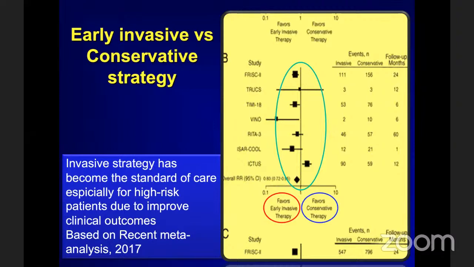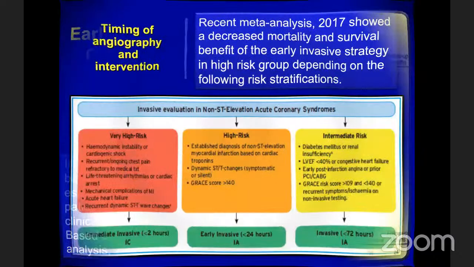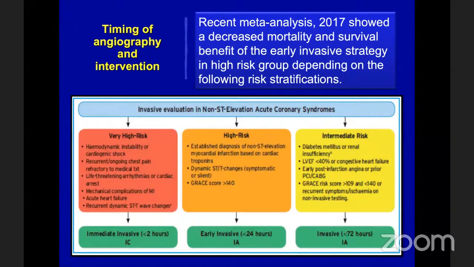Invasive strategy has become the standard of care, especially for high-risk patients, due to improved clinical outcomes based on recent meta-analyses. If we show this diagram, the result of the meta-analysis comparing the early invasive versus conservative strategy, we will find most of the trials are favoring early invasive therapy. Regarding the time of angiography and intervention, a large meta-analysis published in 2017 showed decreased mortality and survival benefit of the early invasive strategy in the high-risk group.